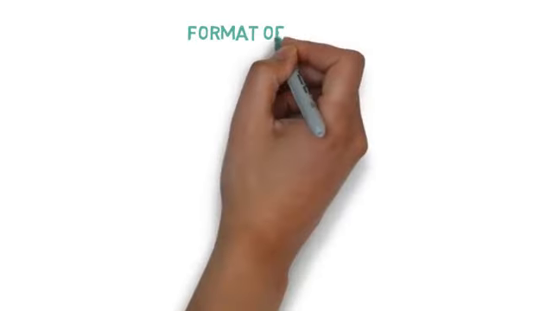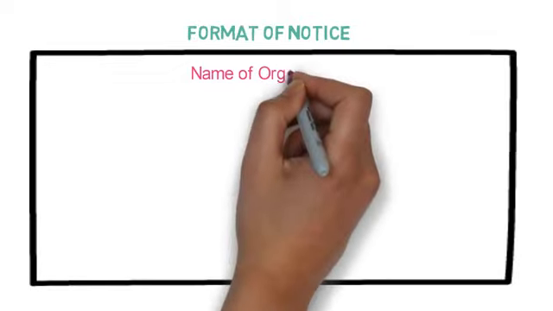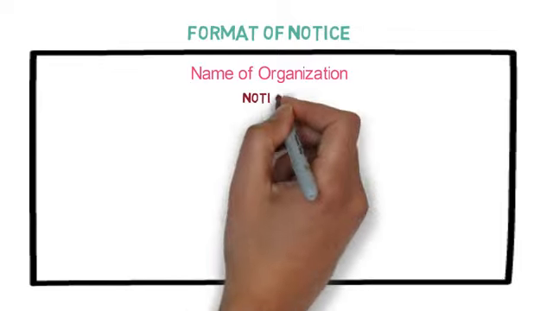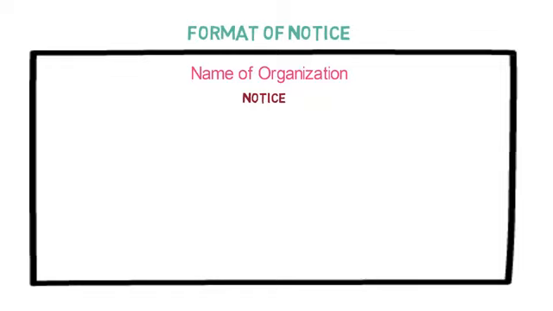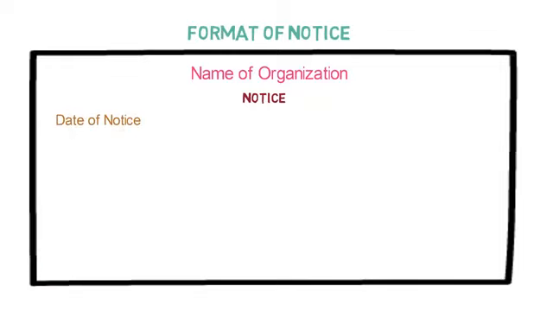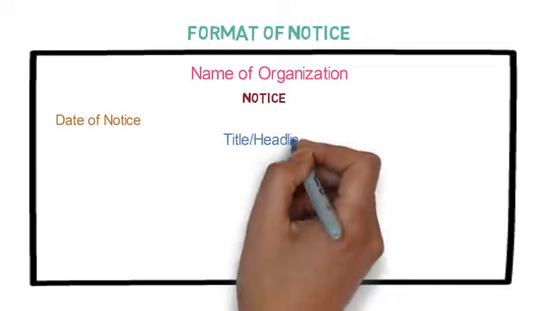Let's look into the format of notice writing. A rectangular box needs to be created where we are going to write the notice. In that box, in the top middle portion, the name of the organization which is issuing the notice must be written. Then right below it, the word notice needs to be written. Then on the left hand side, write the date on which the notice is issued. Then below it, in the middle, write the title of the notice.